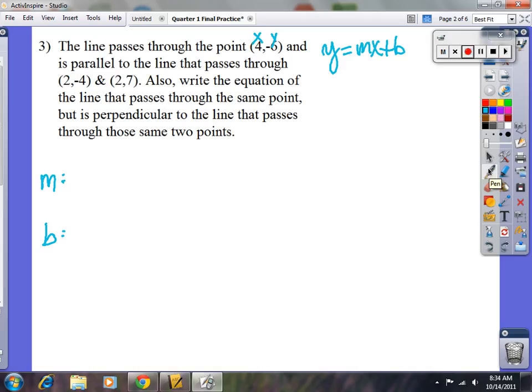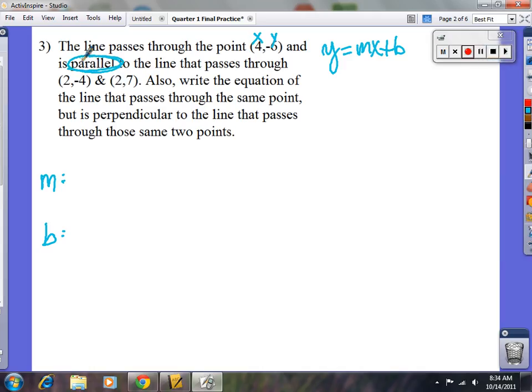Our line is parallel. Circle that word. That's a key word. What do you know about parallel lines? Same slope. Parallel lines have the same slope. That's a huge hint right there. So parallel lines have the same slope.